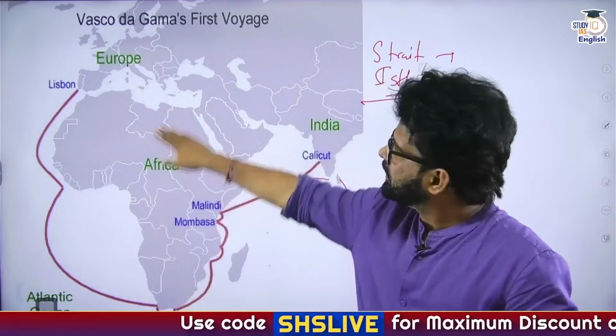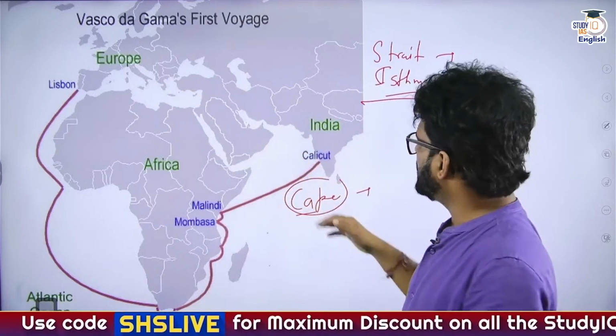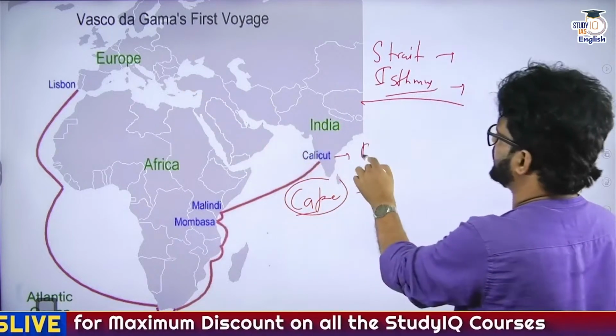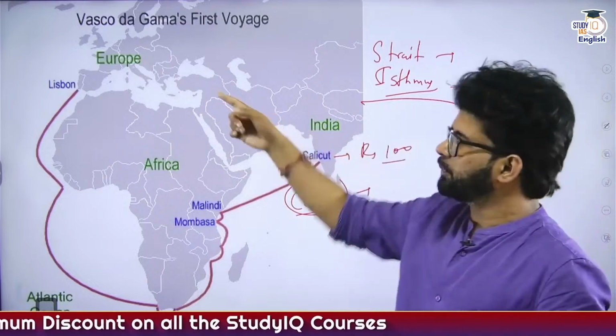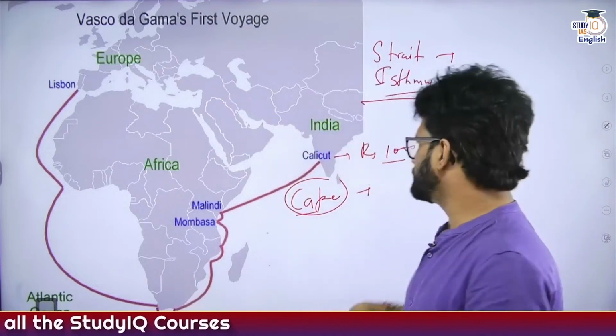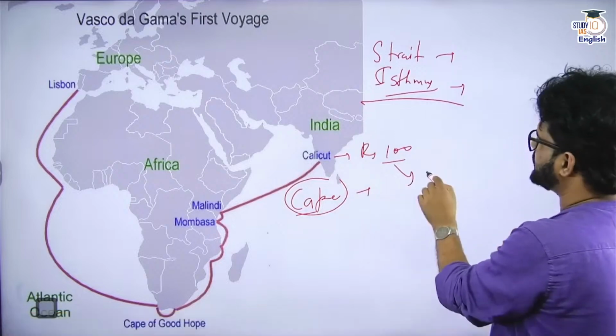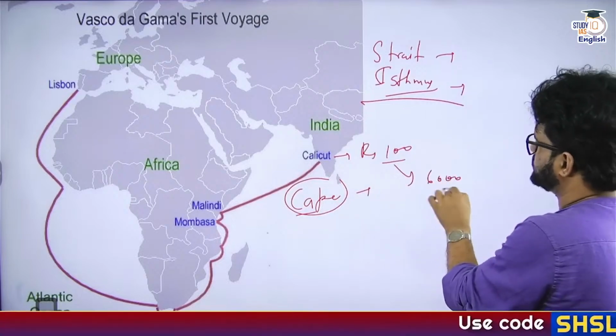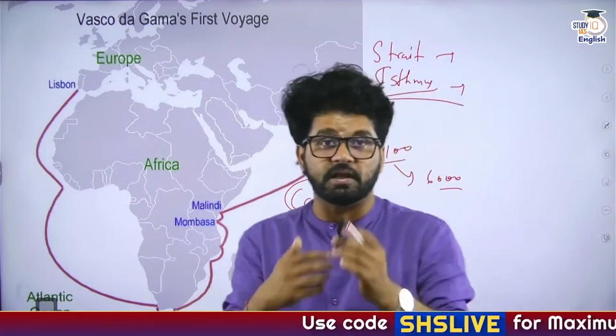It's a very long distance which he's covering. So it's not only about, let's say, he bought certain things at 100 rupees here, so he cannot sell it at 200 rupees in Lisbon. He won't have any profit. So 60 times. So 60 times 100 is 6,000 rupees. He sold it at 6,000 rupees. That is actually a good amount.